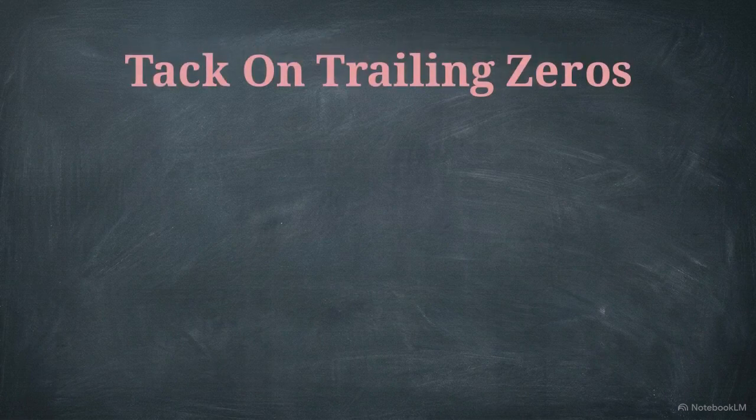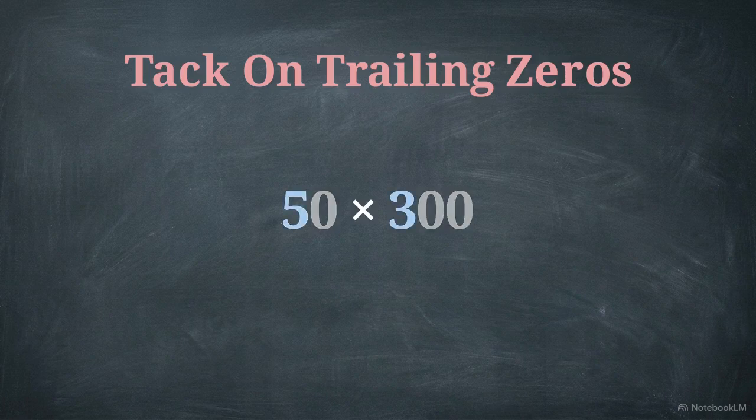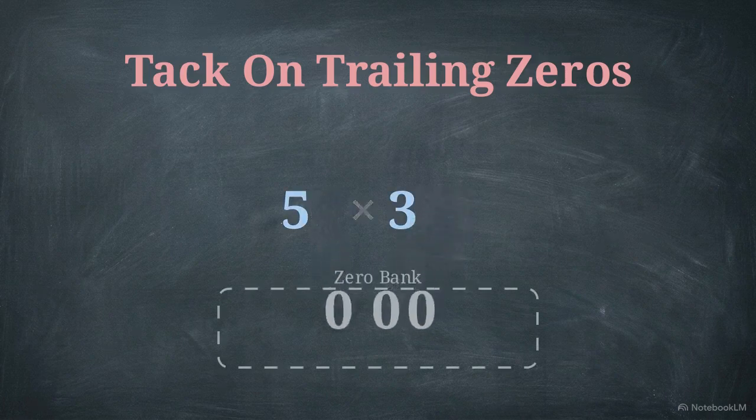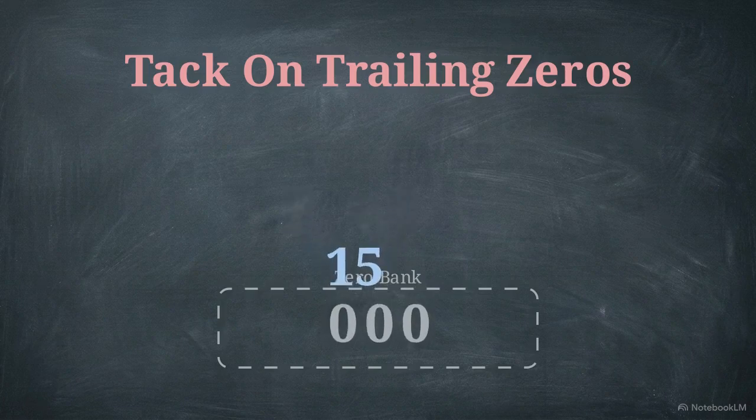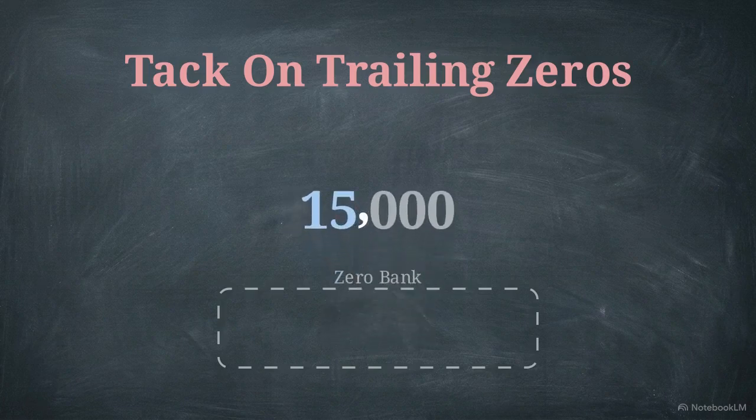When numbers have trailing zeros, the logic scales up. For 50 times 300, separate the core numbers, 5 and 3, from the zeros. 5 times 3 is 15. Add the 3 set-aside zeros onto the 15 to get 15,000.